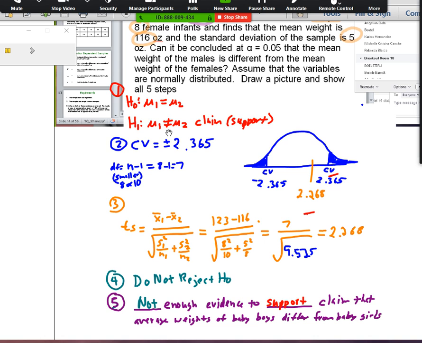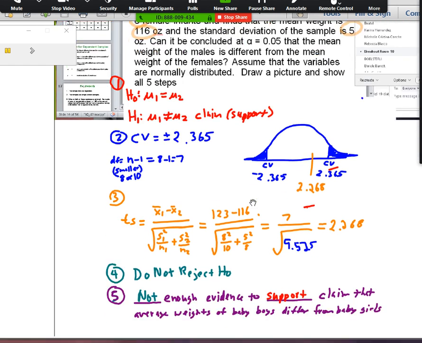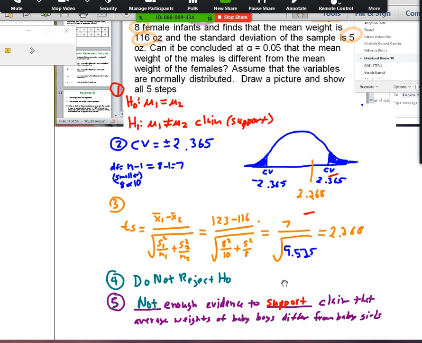And then because my claim was differs, my claim is H1. So it's going to be support there: the claim that average weights of baby boys differ from baby girls. Now, if my claim was that they're the same, if I claimed that newborn males are the same as females, then my claim would be H0, and I'd be using the word reject. My claim would be, claim that blah, blah, blah is the same as baby girls. So if my claim was the same, then I'd be using reject there and reject that they're the same. Does that make sense to folks? Do you guys have questions about that?